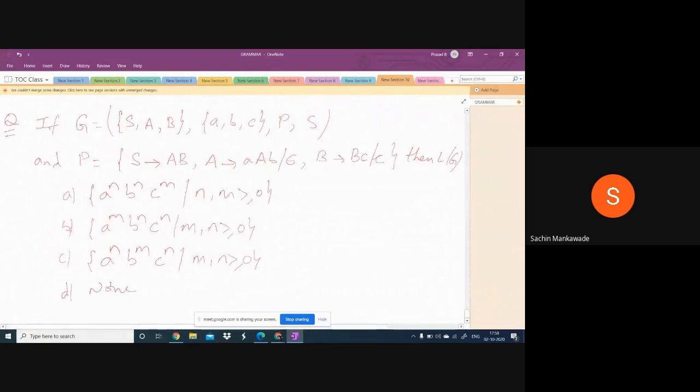Take this question. If G equals S, A, B are the non-terminals, small a, b, c are the terminals, S is the start symbol, and productions are given. Here B derives BC and C, and A derives AAB and epsilon, and S derives AB. Then what is L of G?